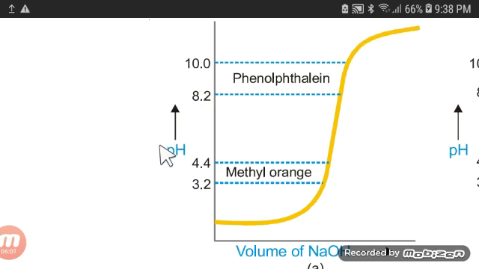Have a look at the pH range. The vertical portion, which shows the equivalence point, ranges from 3 to 7, and the indicators methyl orange and phenolphthalein both lie in the range of our strong acid and strong base titration curve. So phenolphthalein and methyl orange are both suitable for strong acid and strong base titration.